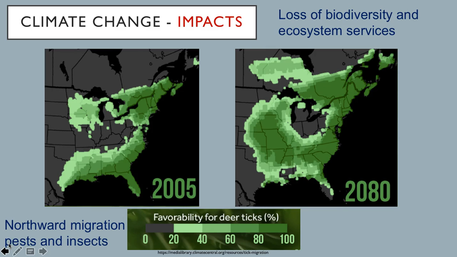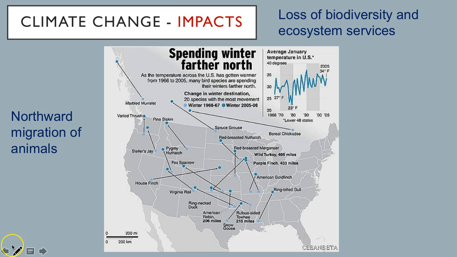Along with the northward shift of biomes comes the migration of pests and insects. This illustrates the northward migration of the deer tick, which isn't only a pest, but carries Lyme disease. Not only are vegetation, pests, and insects moving northward, but also larger animals. In this image, you see the northward movement of 20 different bird species between 1966 and 2005. As animals move northward, local diversity is changed.